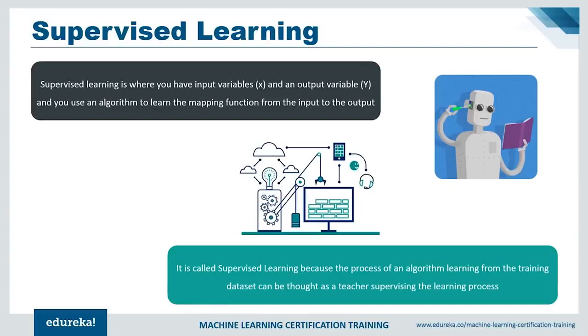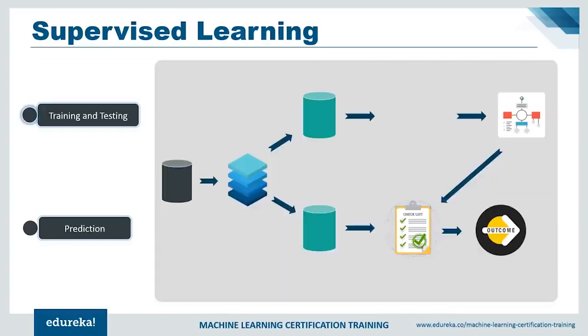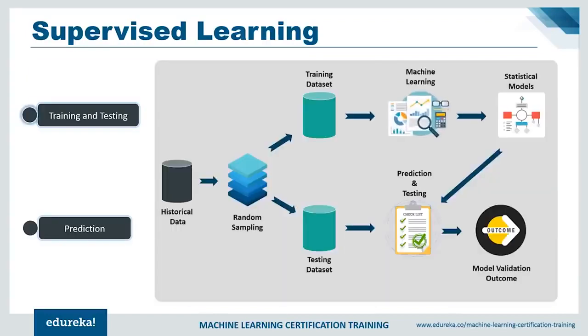If we have a look at the supervised learning steps, or the workflow, as you can see here, we have the historic data, then we have the random sampling. We split the data into training dataset and testing dataset. Using the training dataset, with the help of supervised machine learning, we create a statistical model. After we have a model generated with the help of the training dataset, we use the testing dataset for prediction and testing. We get the output, and finally we have the model validation outcome. That was the training and testing.